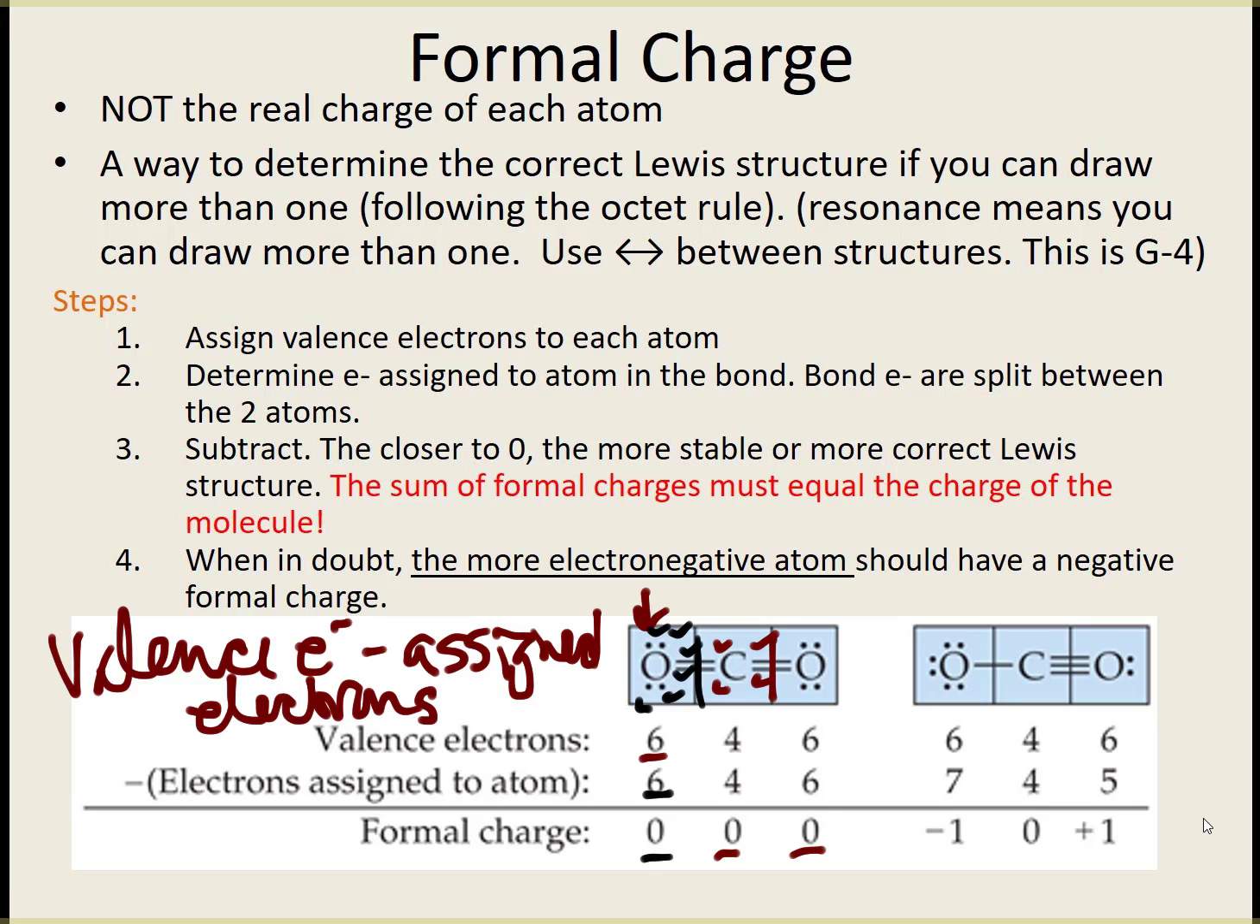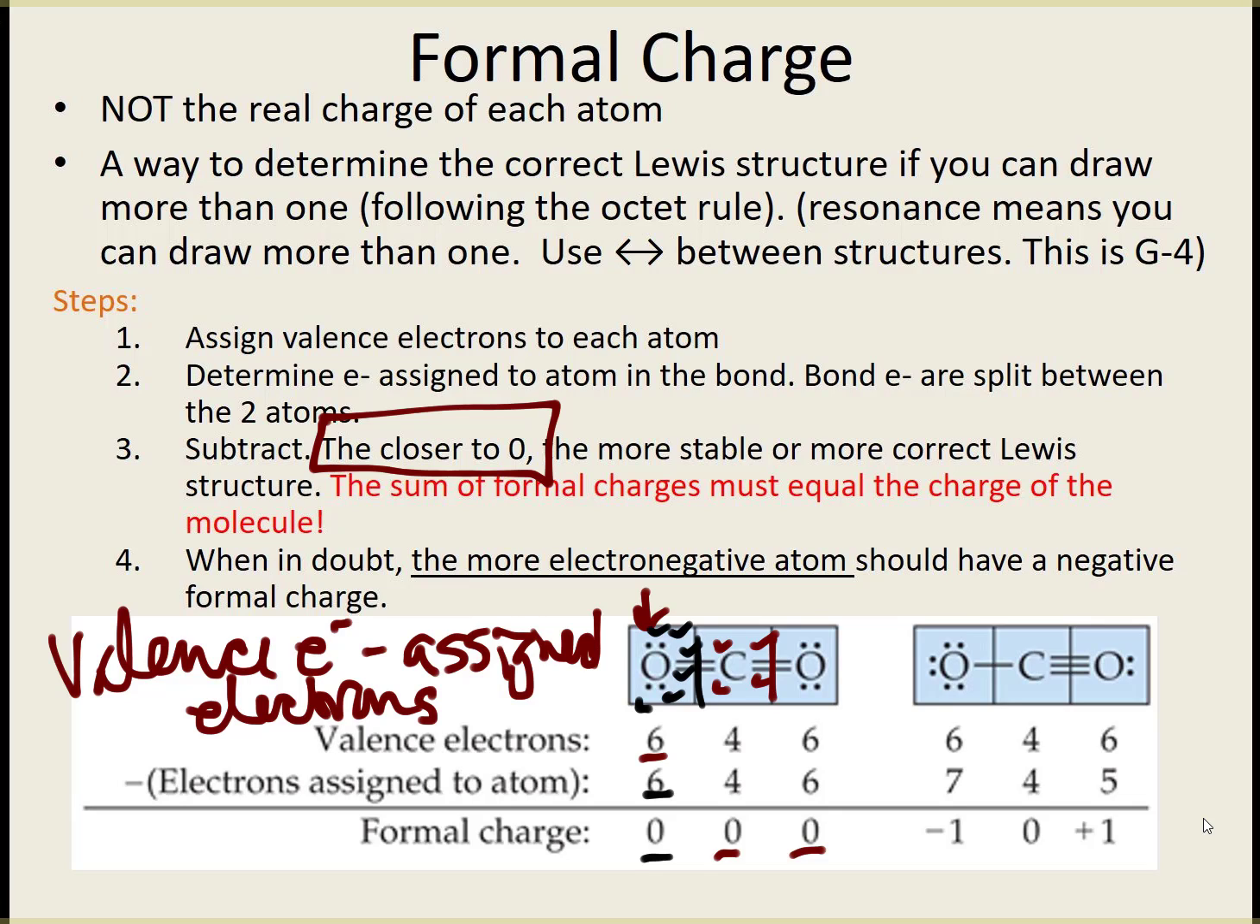So the closer you are to 0, the better. So that's kind of the goal with this formal charge. So this one looks like a pretty good candidate as being the correct Lewis structure, because everything has a formal charge of 0. But let's look at this other one.